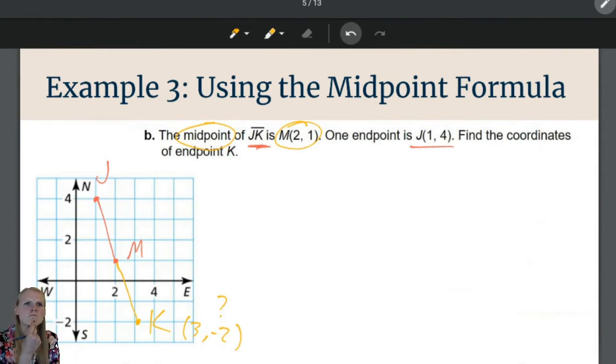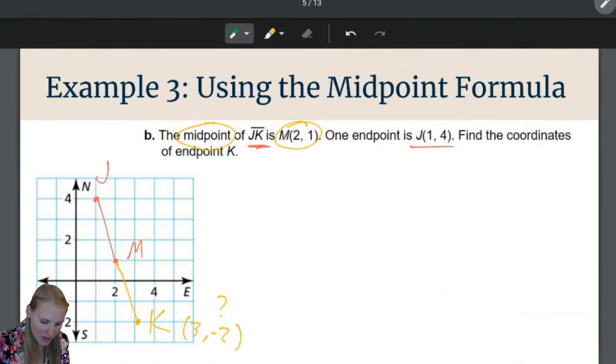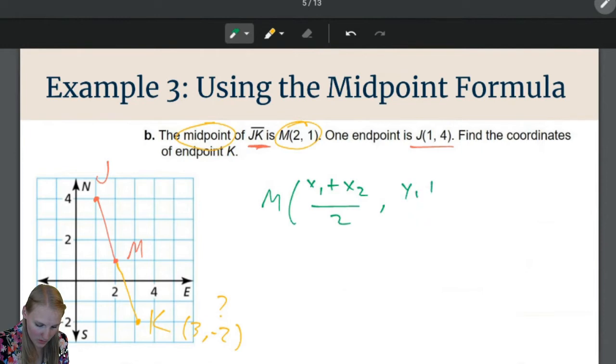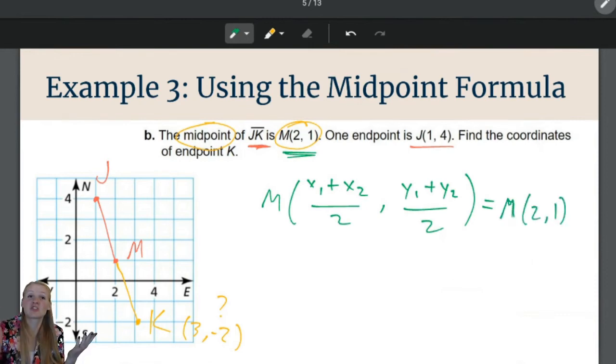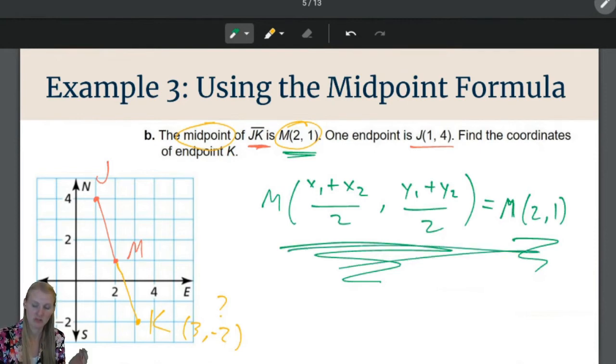But now, let's get a different color altogether. We know that M, which is x1 plus x2 divided by 2, y1 plus y2 divided by 2, we know that this is equal to 2, 1. Because it's the midpoint, right? This is our midpoint formula, and this is what they told us the midpoint was. So we know that this is a true statement.